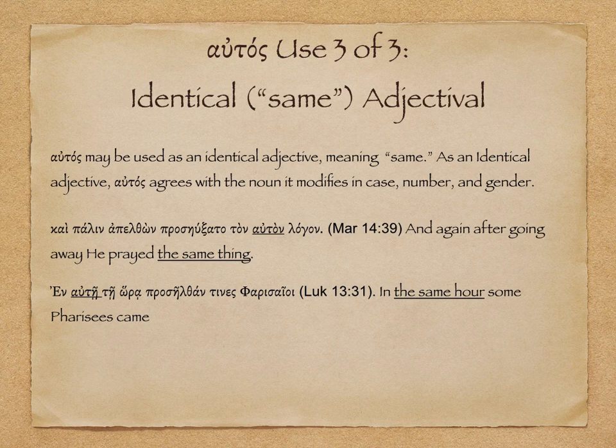Notice auton here. What word would it modify, do you think? What word do you see with the same case, number, and gender? Well, logon, right? Ton auton logon. And this is the beauty of the symmetry of Greek and agreement. Accusative, masculine, singular. Notice the second example. En autē tē hōra prosēlthan tines Pharisaioi. In the same hour, some Pharisees came.